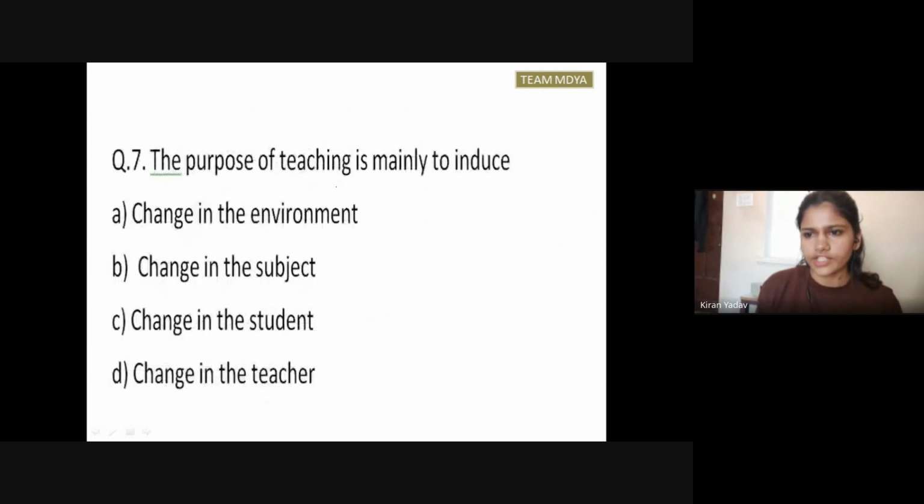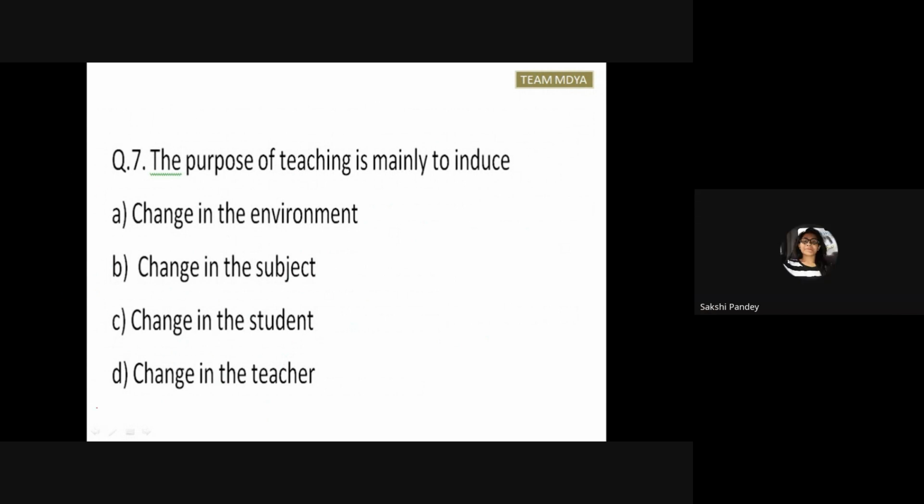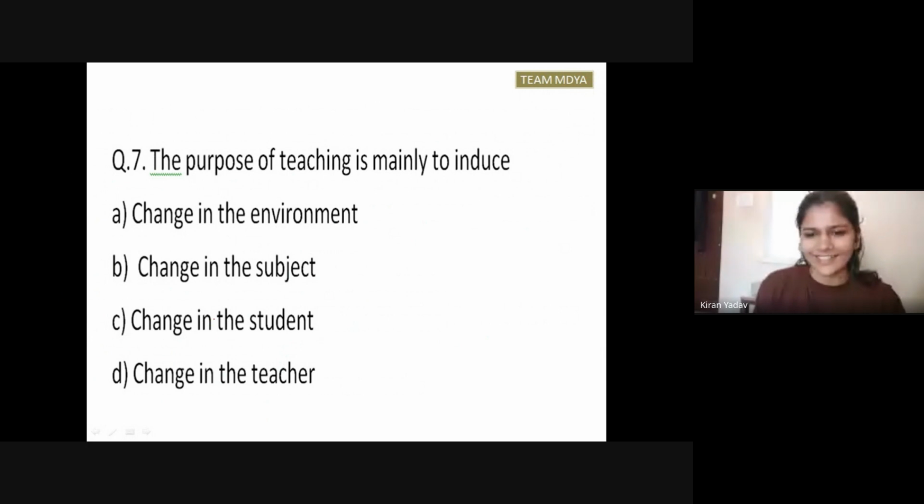Next, the purpose of teaching is mainly to induce change in the environment, change in the subject, change in the student, change in the teacher. So anyone who wants to answer this question? Maybe A or C. Most probably C, ma'am. I think it's C. Yes, C. Yes, correct. See, this question is very easy. You don't even have to read the book, but you know the answer.